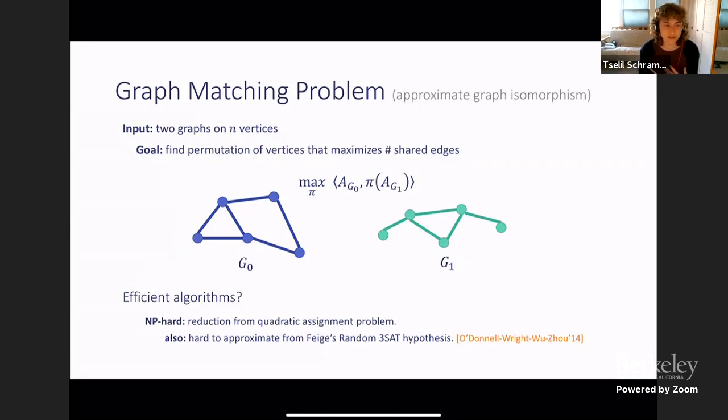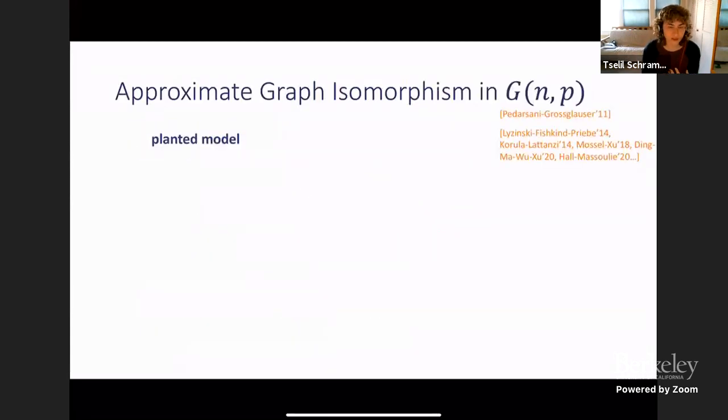Okay, so our goal is going to be to design efficient algorithms for this problem. It's not so difficult to show, if you're in the business of showing these things, that getting an exact algorithm for this problem is NP-hard. So we don't expect to be able to get this in polynomial time for worst case inputs. And we further have a hardness of approximation result based on something called Feige's random 3-SAT hypothesis. So it's also unlikely, depending on what you believe, that we get an approximation algorithm for this problem on worst case inputs. Okay, so what we're going to do today is study this problem in a randomized model.